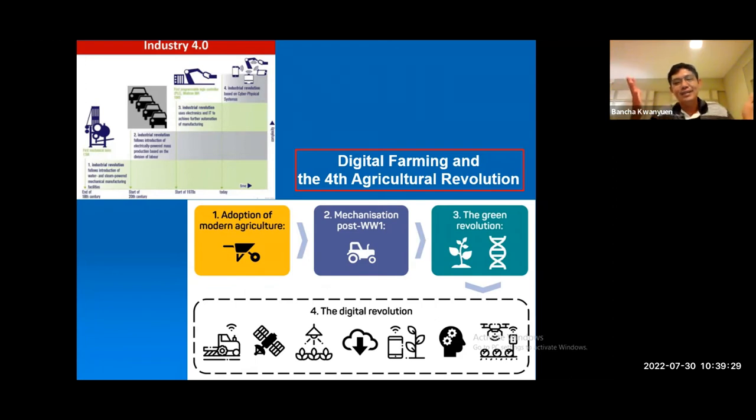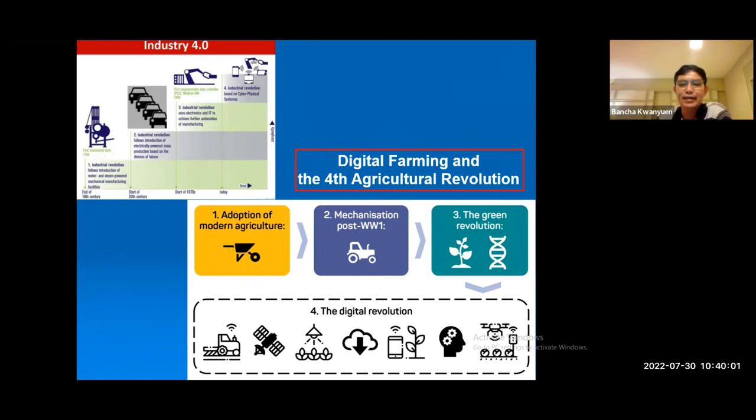You can see that in the US and Europe, that is the second generation, with mechanization of farms. And then we have the green revolution. We have better seeds, better understanding of the genome, and we develop crops that give us more yield, use less water, and have more tolerance to the environment. We can call that the third revolution. And now we are on the fourth revolution.